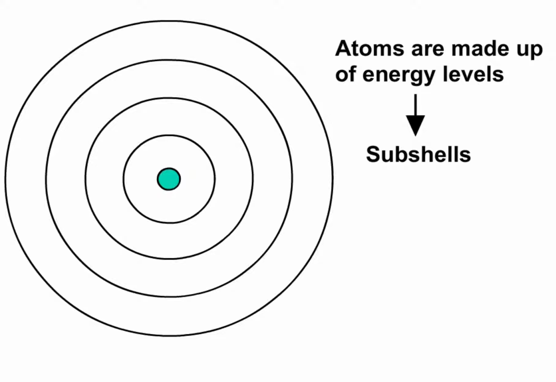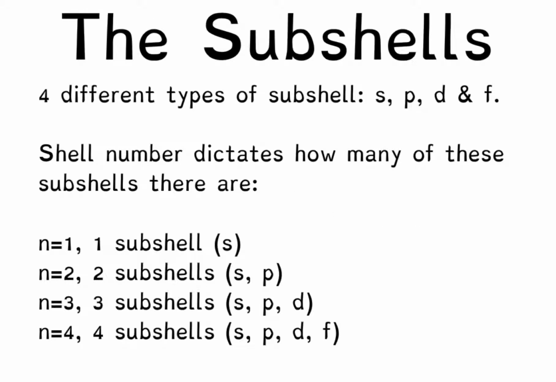These shells contain subshells, which contain orbitals. These orbitals are the space the electrons are found in. Let's begin with the subshell. There are 4 types of subshell: S, P, D, and F. The shell number dictates how many of these subshells there are.